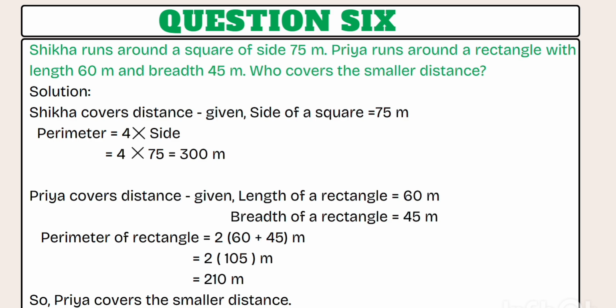Now, we will find the distance Priya covers. Length of a rectangle 60 meter, breadth of a rectangle 45 meter, perimeter of rectangle equals 2 into (60 plus 45) meter, 2 into 105 equals 210 meters. So Priya covers a distance of 210 meter. Compare the perimeters. So Priya covers the smaller distance.